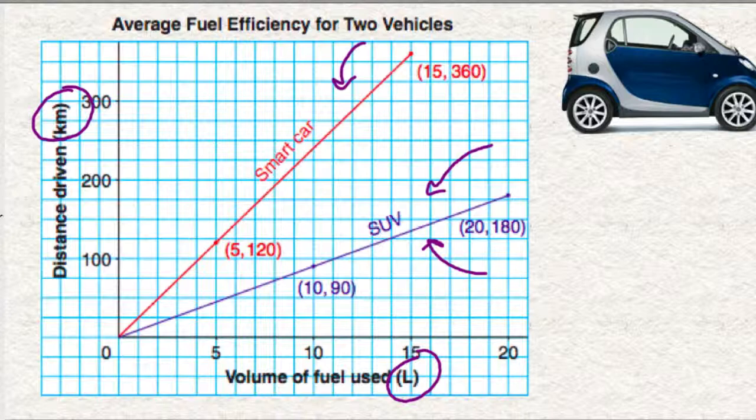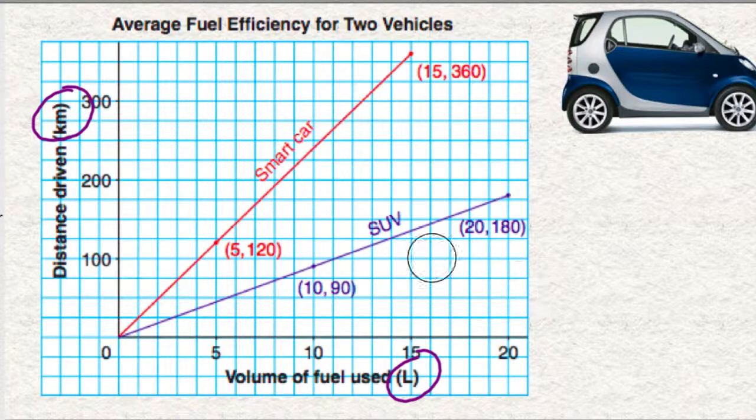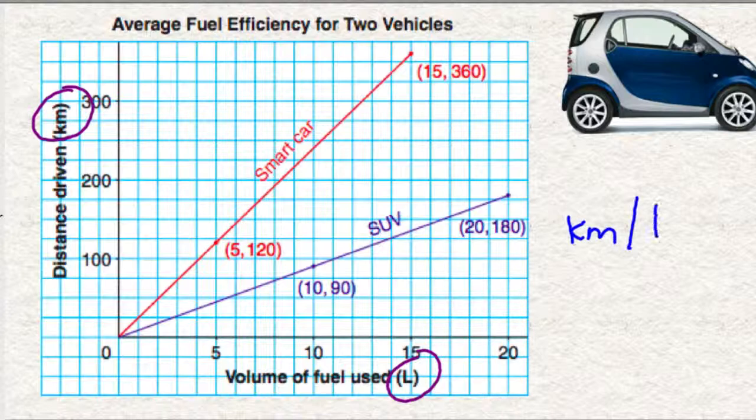So let's look at the first question. The first question is to ask you about the rate, and that's what we were talking about with the last lesson. If we think about the rate for each, the rate is going to tell us kilometers per liter. Remember, a unit rate is kilometers per 1 liter. We want to know how much per 1 liter.